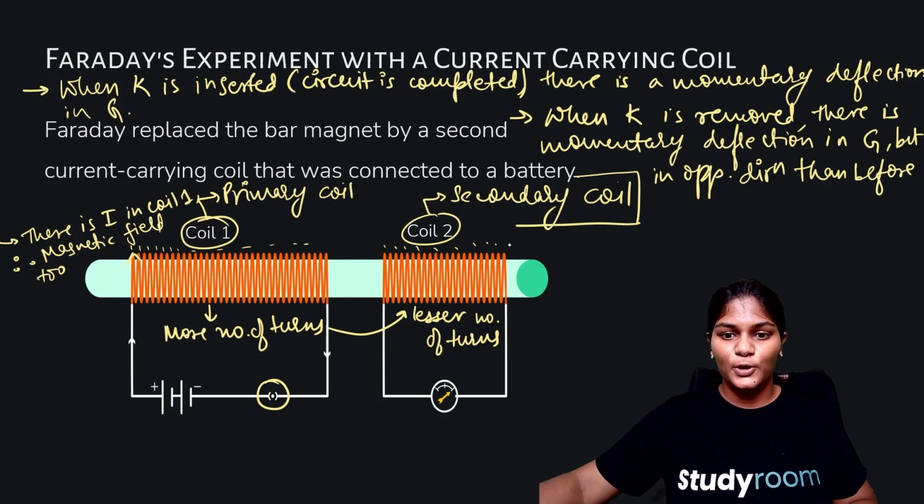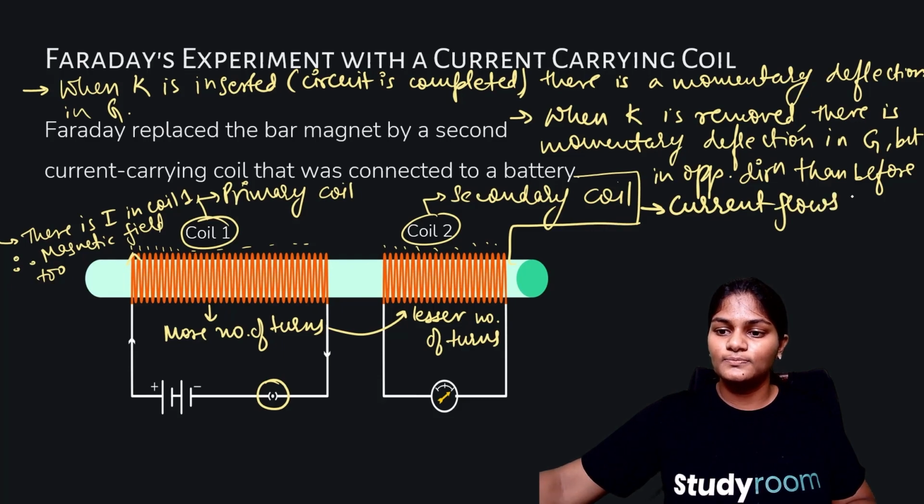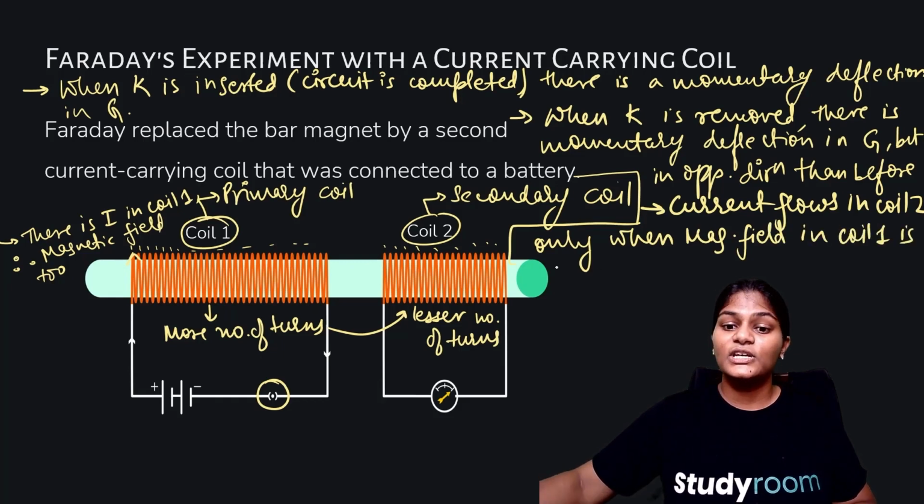So let me write this point. This is an important point. Current flows in coil 2 only when magnetic field in coil 1 is changing.